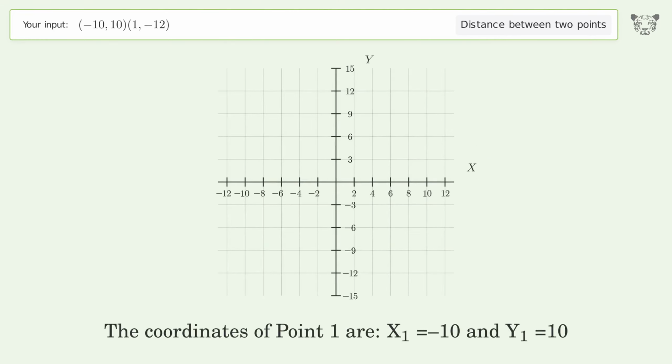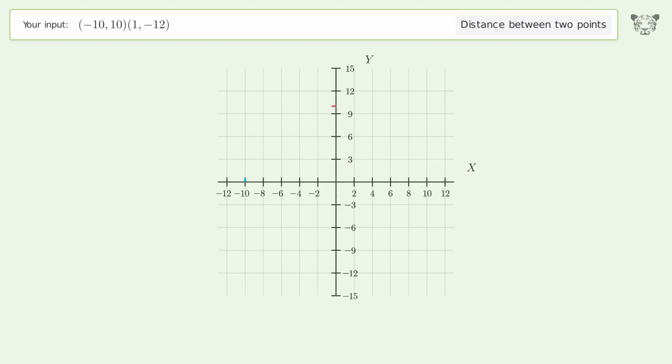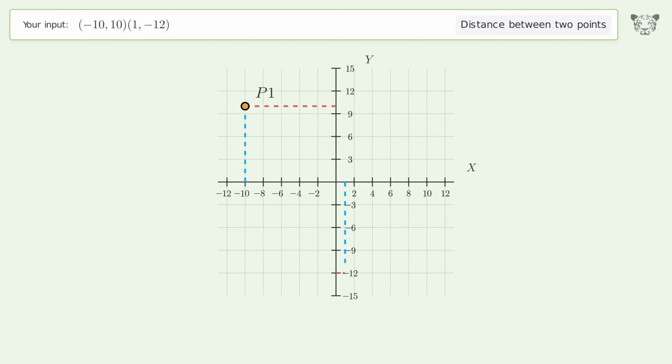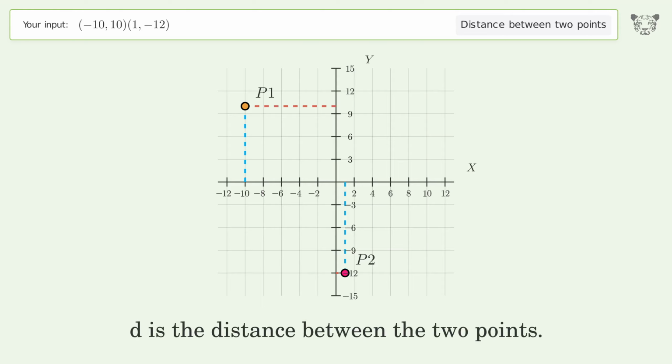The coordinates of point 1 are x1 equals -10 and y1 equals 10. The coordinates of point 2 are x2 equals 1 and y2 equals -12. D is the distance between the 2 points.